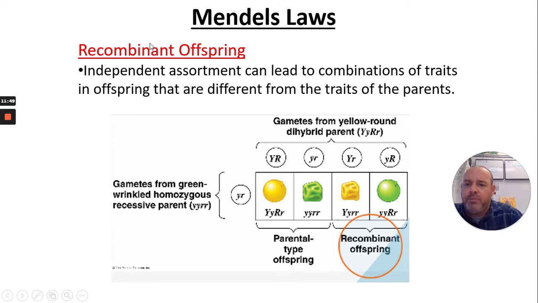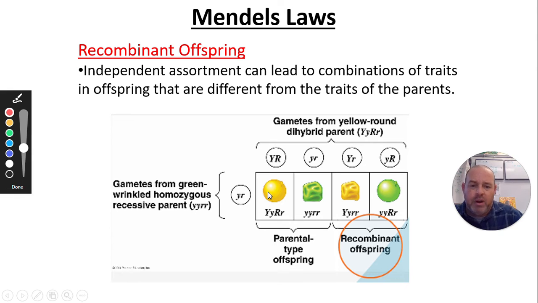So recombinant offspring, I've talked to you about this before. Independent assortment can lead to combinations of traits in offspring that are different from the parents. So remember what it means to be a recombinant offspring. In this case, you have a parent that is green and wrinkled, right? So it's green and wrinkled right here, and up here you have yellow and round.